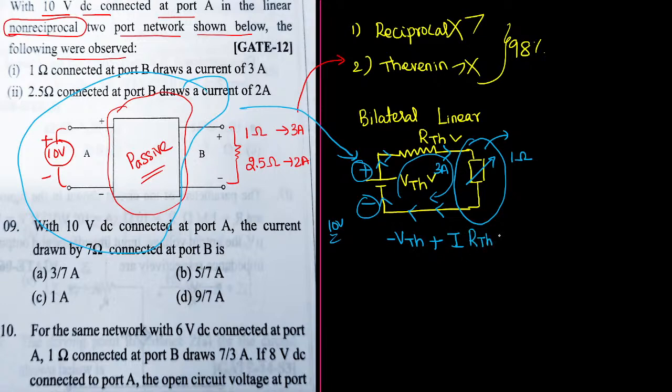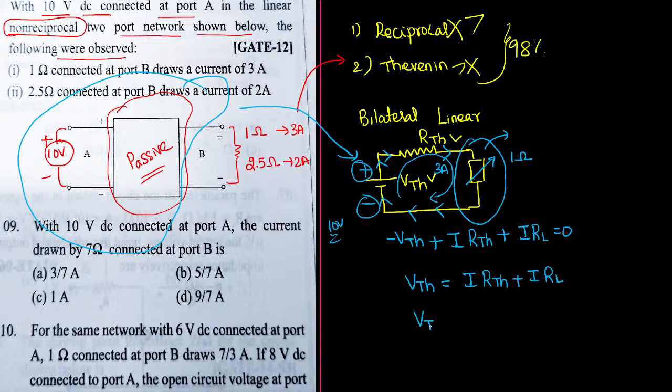I am generalizing first. Then let us keep the voltage drop across the load resistance, I into RL, equal to 0. From this I can say the value of the Thevenin voltage VTH equals I into RTH plus I into RL. Shall I write it like this? Yes. Now let us substitute.